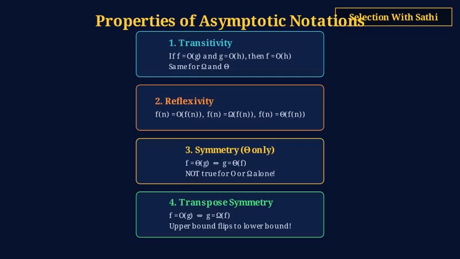Third, symmetry. This only works for theta. f = Θ(g) if and only if g = Θ(f). Big O and omega do not have symmetry. Fourth, and most important for GATE, transpose symmetry. f = O(g) if and only if g = Ω(f). This means upper and lower bounds are mirror images of each other. If f is bounded above by g, then g is bounded below by f.